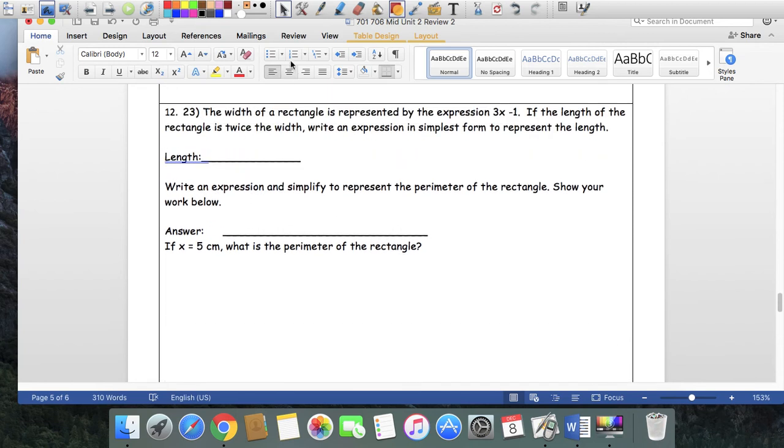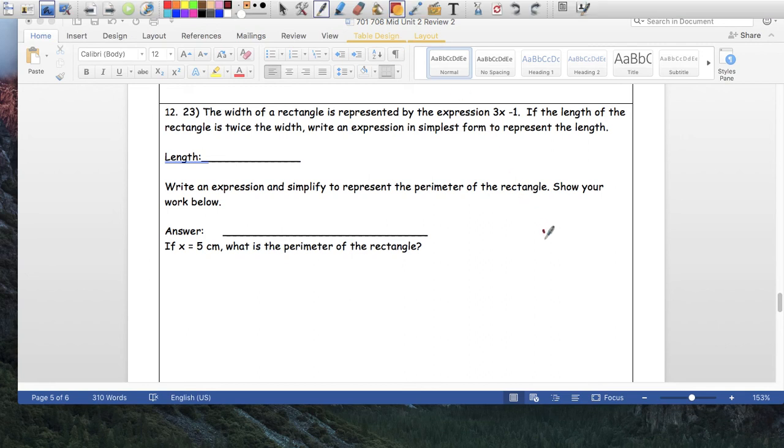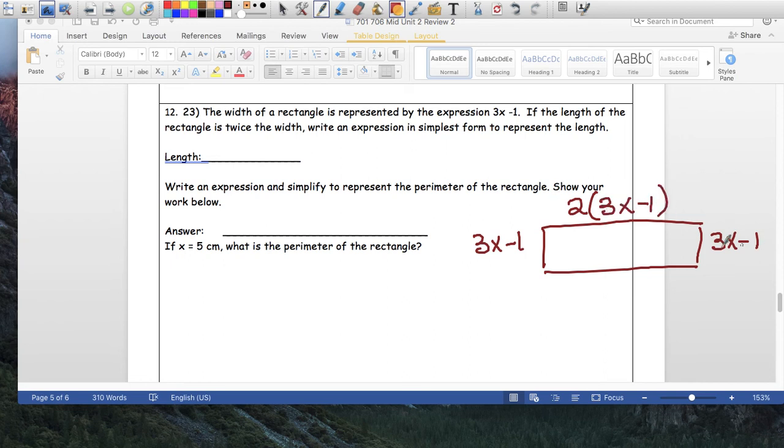So the width of a rectangle, so let's draw this. The width is 3x minus 1. So let me call this 3x minus 1, which means this side is 3x minus 1. The length is twice the width. So the length here, obviously, is 2 times the width. Do I know what the width is? Yes, it's represented by this expression. So it's 2 times whatever the width is. So if that's 2 parentheses times 3x minus 1, this is also 2 times 3x minus 1. So this is my rectangle represented with expressions like that.